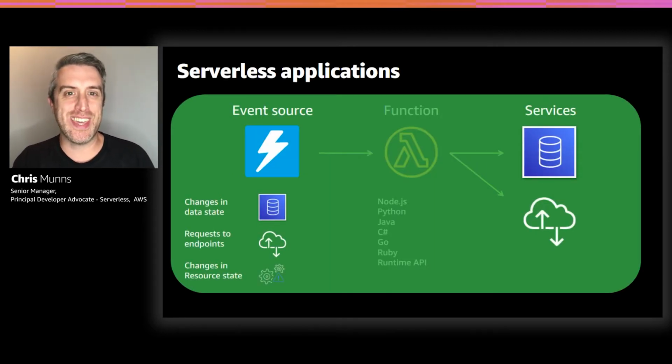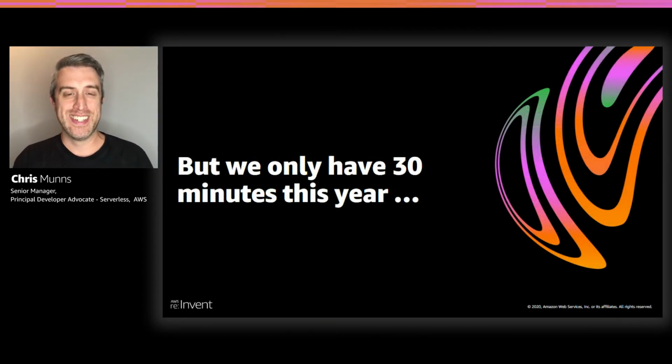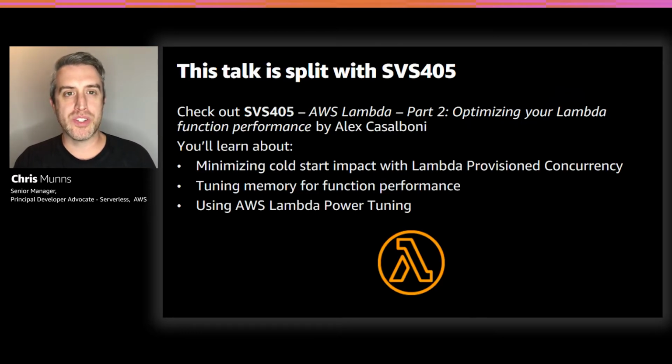Now, one of the challenges that we have this year in this format and in this setting is that we only have 30 minutes. So there's only so much that we can get through. And that's why I'm going to encourage you to really try to follow up and to check out the session that is SVS 405, which is the part 2 for this, which is done by Alex Casalboni. And that is actually more of a focus on that space in the middle, which is your Lambda function. So there's a whole lot to cover here, even more than we could probably cover in one session. But do try to check out Alex's session in line with this. It's going to help you fill out that full picture.